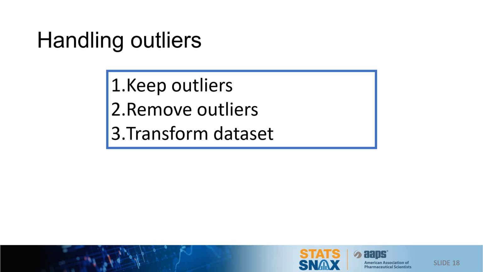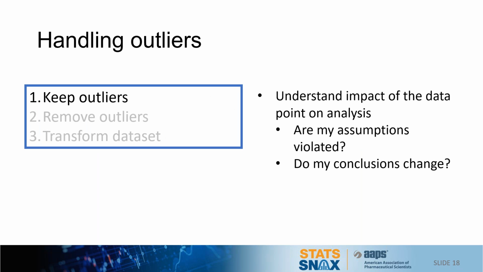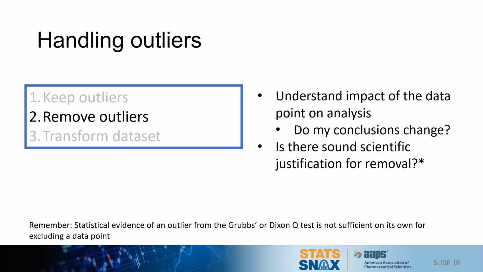Handling outliers. Once outliers have been identified, there are three options for dealing with them. One can keep the outliers, remove the outliers, or transform the data set. If one keeps the outliers, a sensitivity analysis should be performed to understand the impact of removing the outliers. It is also important to double-check all statistical assumptions.